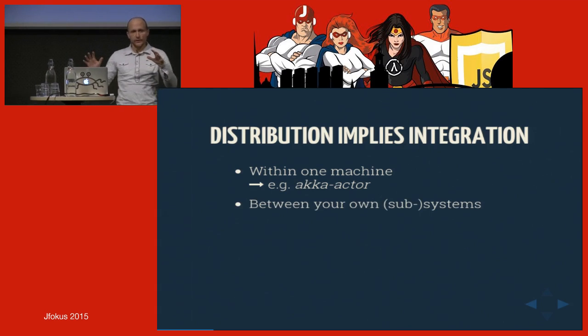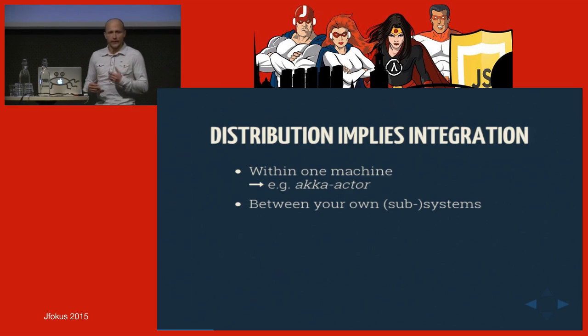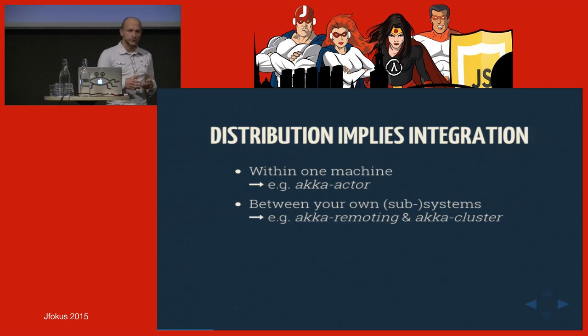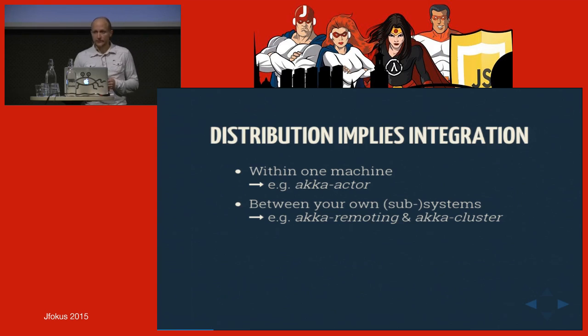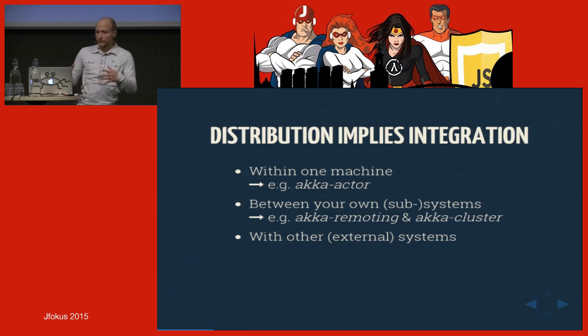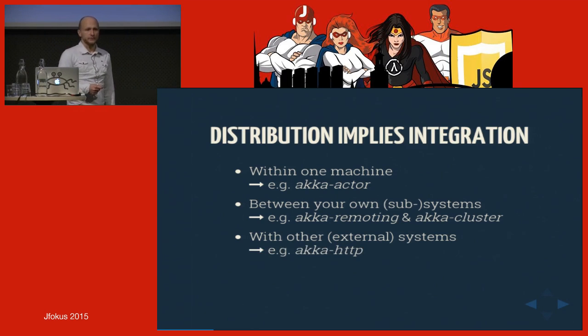And then if you go out one level, then between your own subsystems, meaning the systems that you control, Akka also gives you a tool to make distribution and integration easier, which is Akka remoting and Akka cluster that you've maybe already seen. Especially Akka cluster is very interesting, and I'm sure we're going to see a lot of cool things coming out of that part of Akka. And of course, we don't only want to integrate between our own systems, but we also want to integrate with other external systems that we don't control from other organizations, and that's where Akka-http comes into play, right?